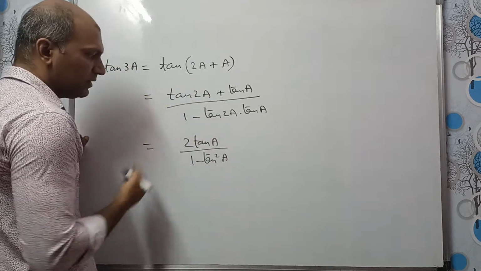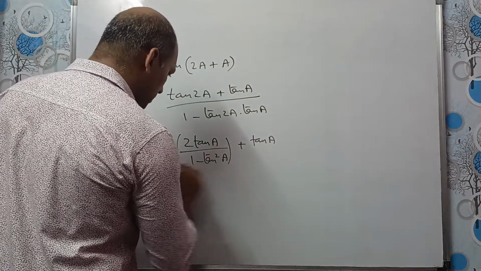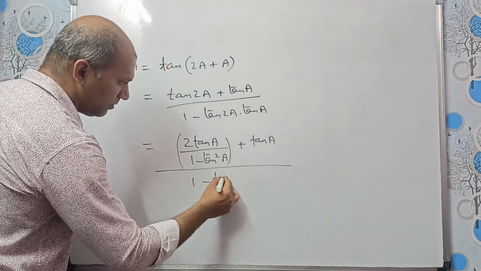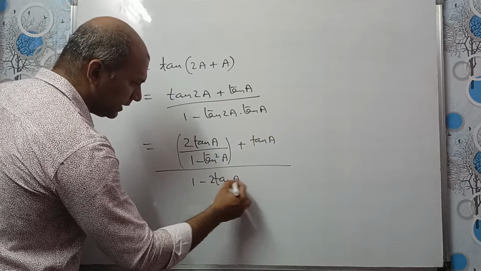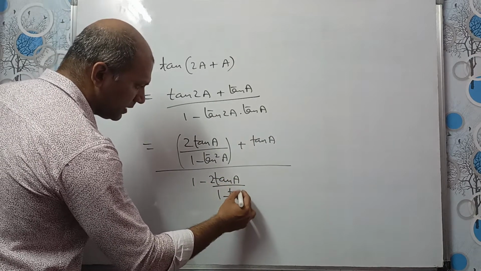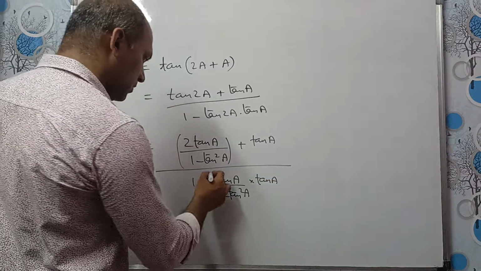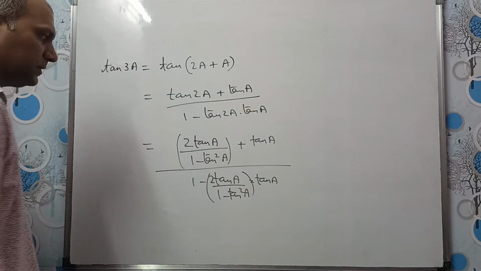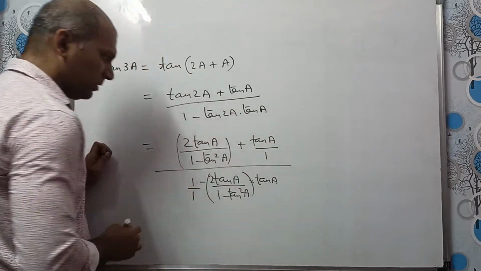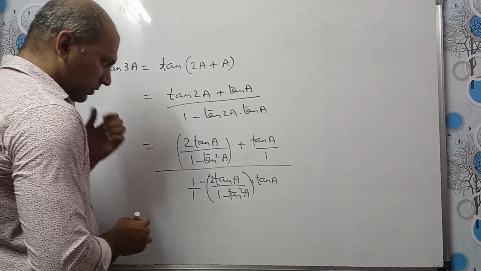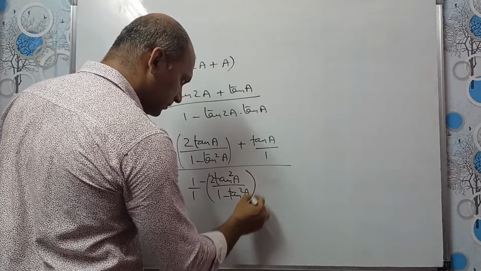Few minutes ago we have derived this formula, right? Plus tan A, whole divided by 1 minus tan 2A multiplied by tan A. So this will be 2 tan A divided by 1 minus tan square A, multiplied by tan A. Okay, like this. So here you have denominator 1, here you have denominator 1, right? Okay, what should we do? See, tan A and this tan A, if you multiply, it will be tan square A.